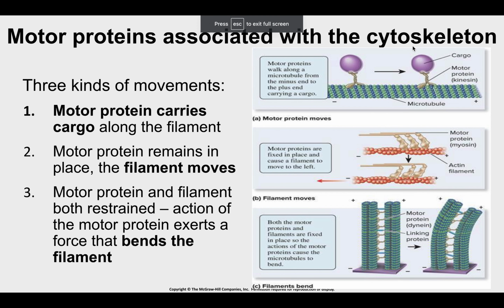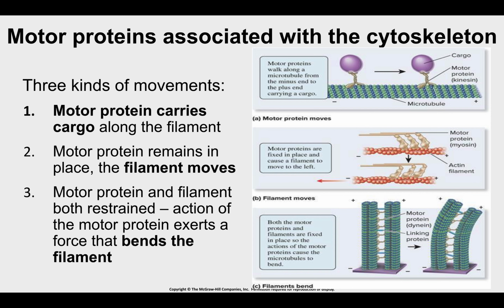So we saw a really good example of a motor protein moving along the filament, but there are other types of movements as well. We can have it where the motor protein doesn't actually move, but the filament instead will move. If you think of my arm here as the motor protein, it's staying in place. And this other arm is the filament. It's going to attach, bend, and move the filament, reattach, and move the filament even further. So in this case, the filament is the one doing the moving, not the motor protein.